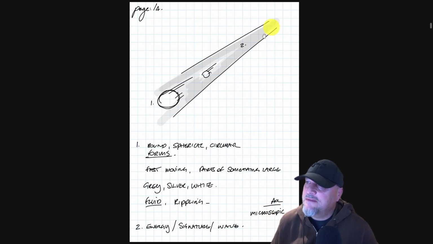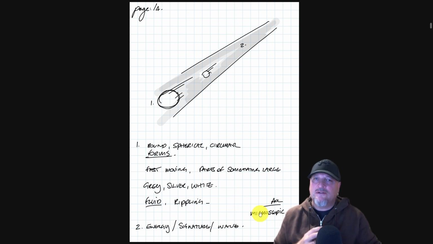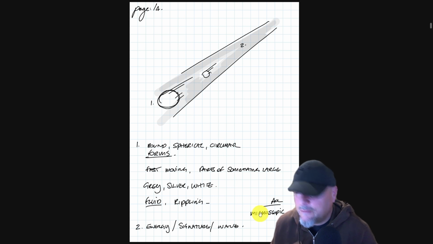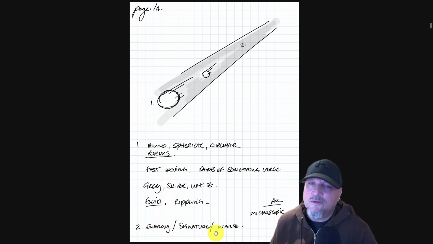So I tried to look at this in a bit more detail. Here's one of the light rays here, and I felt that there were round, spherical, circular forms within this. They were fast moving, but they felt part of something large here. They felt physical. They felt grey, silver, white, fluid, rippling, and they also felt microscopic. I didn't know really if I was looking at a microscopic target or one with a lot more scale on this. Within remote viewing, that happens. There was definitely the light source itself, or the energy source, was energy, and it had a signature, and it felt like it was moving in a wave.